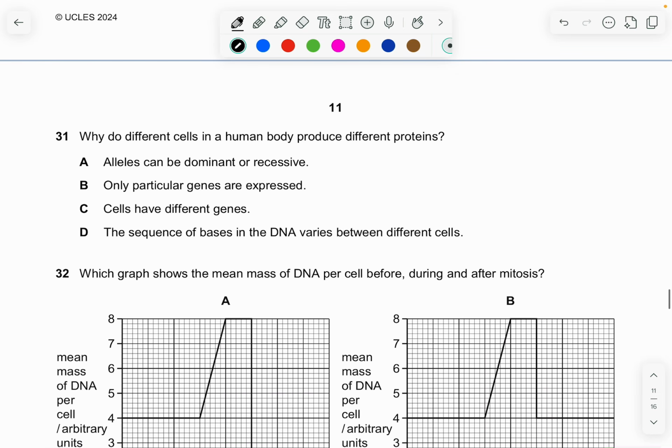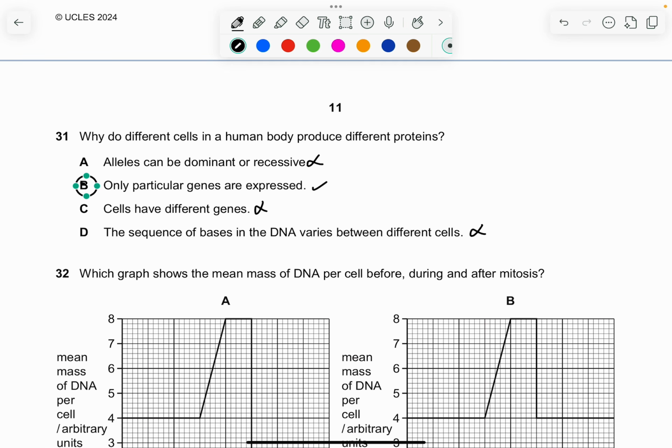Alright. Question 31. Why do different cells in the human body produce different proteins? Alright. So alleles can be dominant or recessive. This is wrong. Only particular genes are expressed. This is correct. Cells have different genes? No. The sequence of bases in DNA varies between different cells. This is wrong. So the answer is actually B.